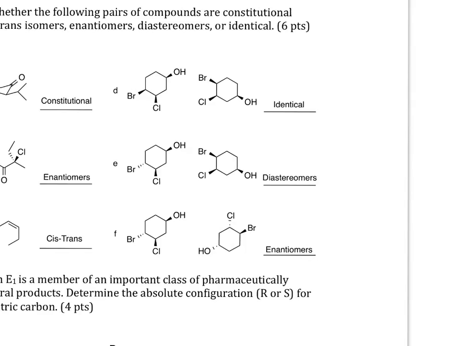Now here, if everything's opposite, right? OH is flipped, Cl is flipped, Br is flipped, they are enantiomers. So everything's opposite, they're enantiomers.